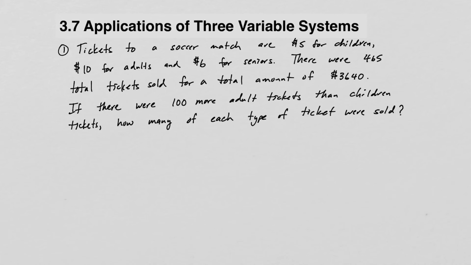Okay, so we need to know how many children tickets were sold, how many adult tickets were sold, and how many senior tickets were sold. So what I'm going to do is go ahead and define some variables. I'm going to let x equal the number of children tickets.